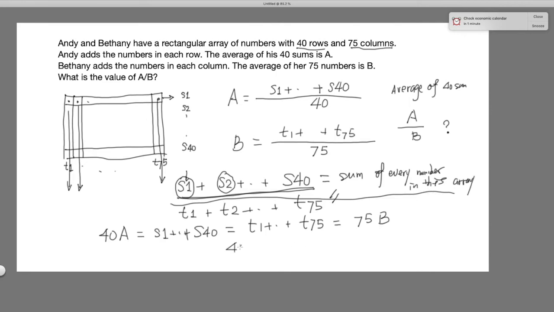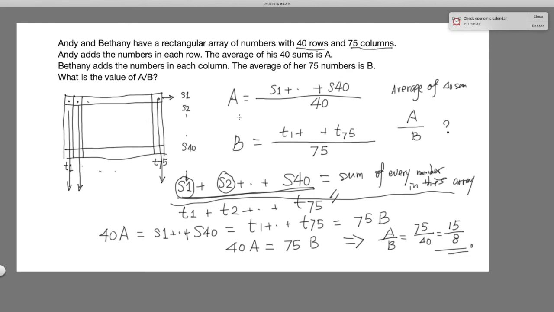So 40A equals 75B, which means A over B equals 75 divided by 40. Simplify it, divide by 5, it's going to be 15 over 8. And that's the answer to this problem.